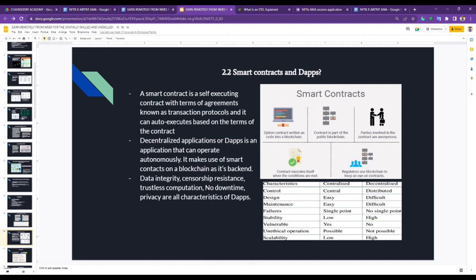So decentralized applications, or dApp, that's a short form for decentralized application, is an application that can operate autonomously. It makes use of smart contracts on blockchain as its backend. I think that's pretty straightforward. And the characteristics of dApps include data integrity, censorship resistance, trustless computation, no downtime, and privacy. Due to the fact that it is anonymous, anonymity gives room for privacy.